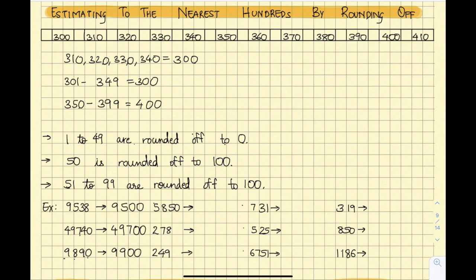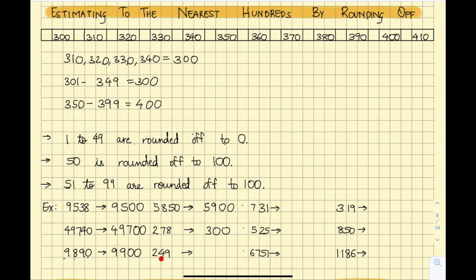Then we have the next number, 5,850. Here when you compare this 50, you see 50 is rounded off to the next 100. So for 5,850, the next 100 will be 5,900. 5,850 will be rounded off as 5,900. Next what we have is 278. If you look at 78, it is in the category of 51 to 99, so it is rounded off to the next 100. So after 278, the next 100 will be 300.